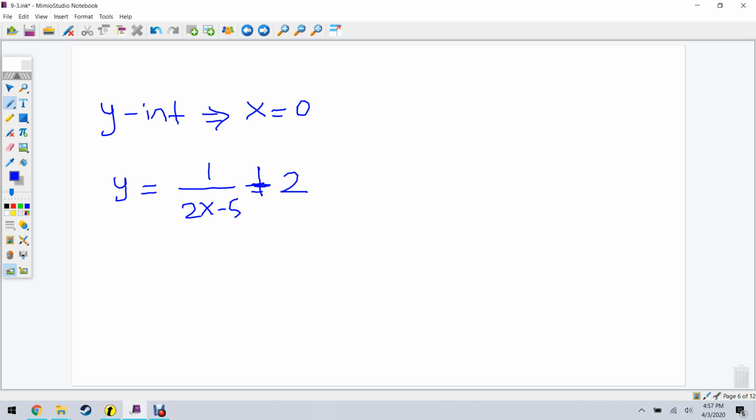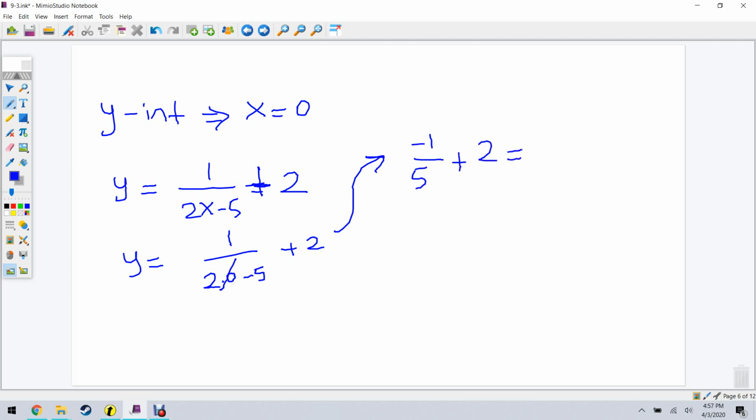Alright, so we are substituting x with 0, which is easier in this case, because I will just substitute the x with 0 and do the basic math and find the answer here. Taking this whole stuff here, this is a negative 1 over 5 on the bottom, because this thing is gone. Negative 1 over 5 plus 2. If we want to see it in decimal, that's actually 1.8. So this is going to be our y-intercept.